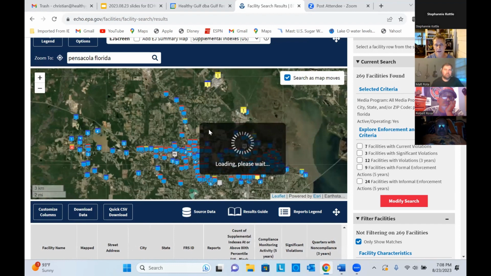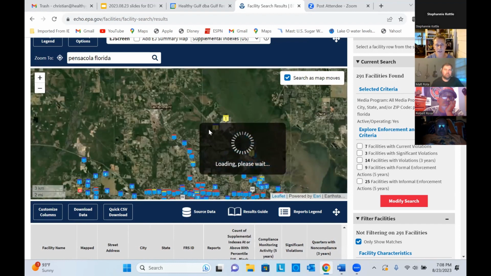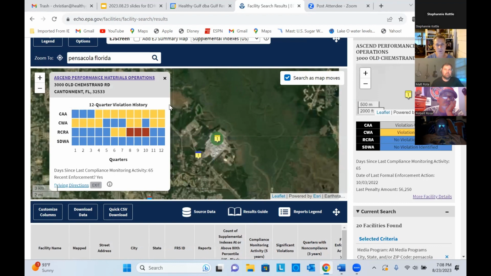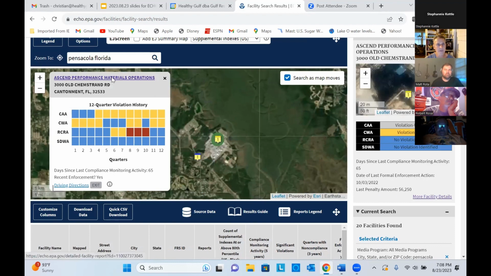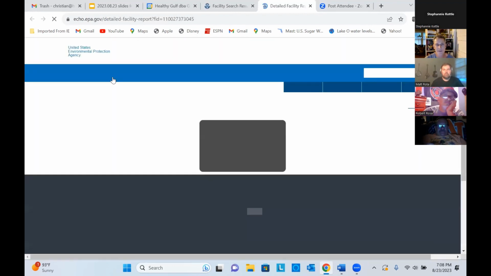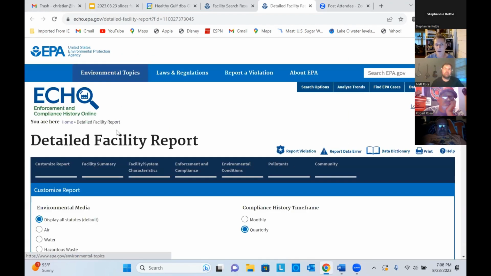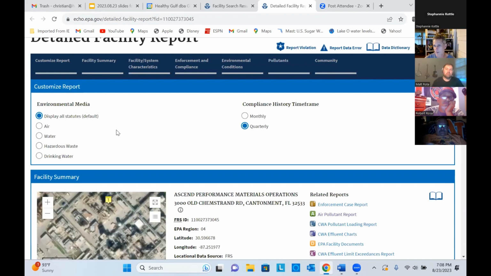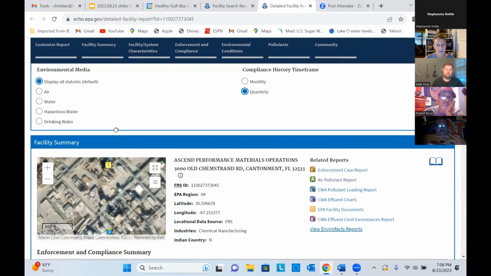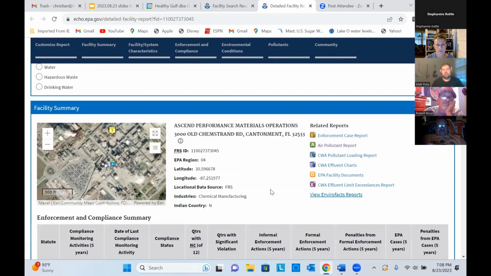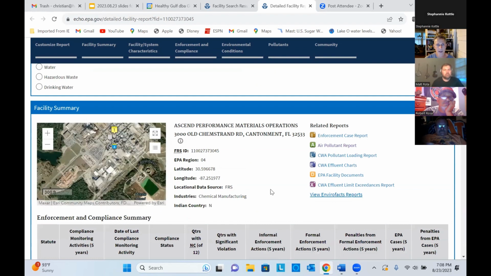And then this one here is one I'm going to hone in on. This is the Ascend Performance Materials. We're going to go in on a detailed facility report on this. This is the largest integrated nylon facility in the entire world. It's on the north side of Pensacola. Here's the header page for that.